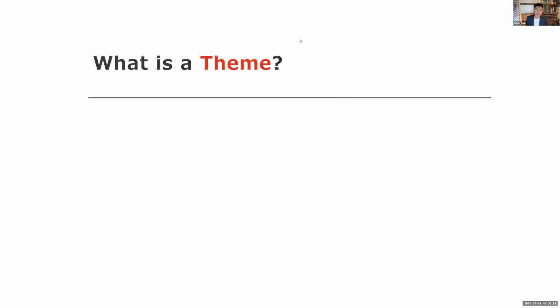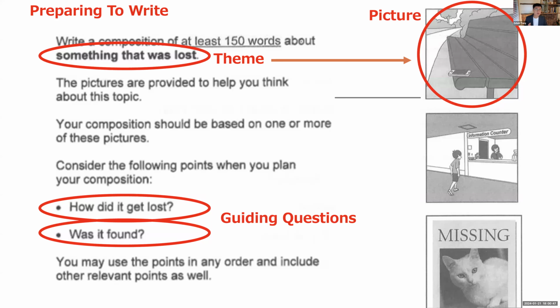So let's take a look at some key terms that I've covered. First of all, theme. What is a theme? Now, I've already mentioned a theme is a topic or a subject that's given to us. In this case, the theme is something that was lost.